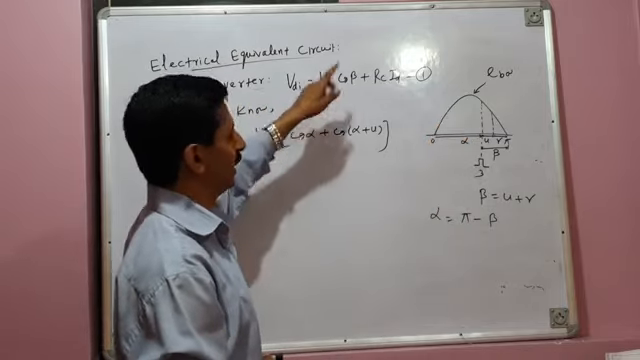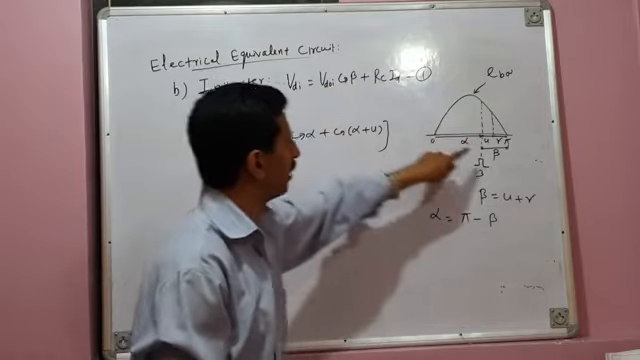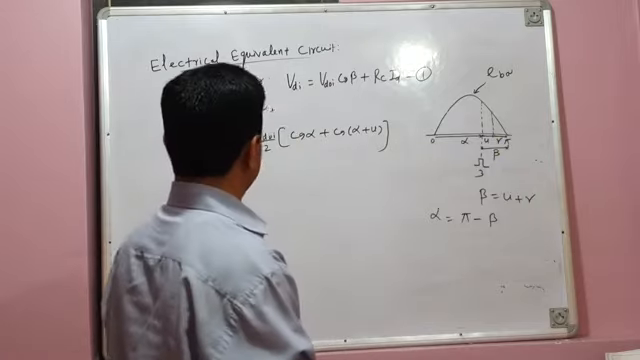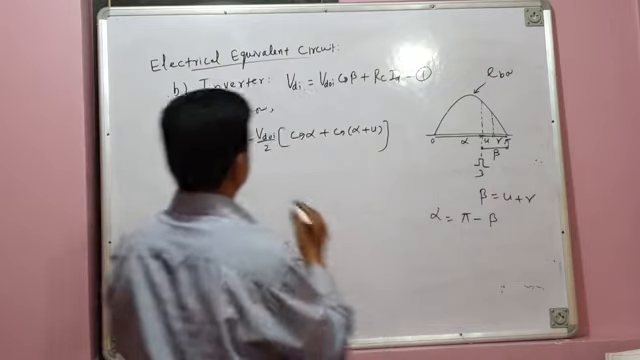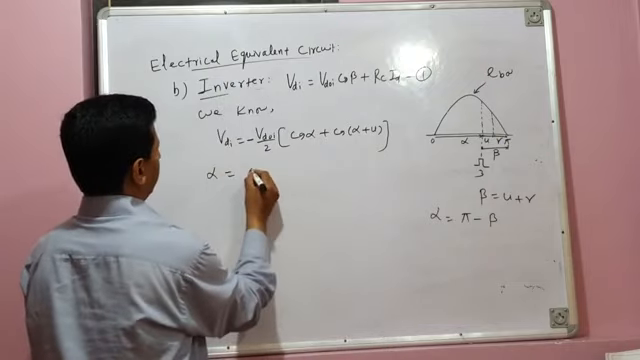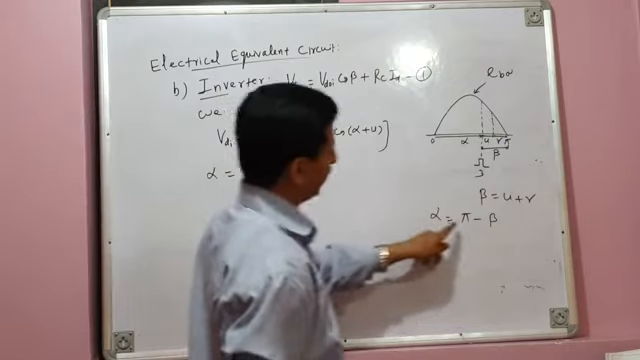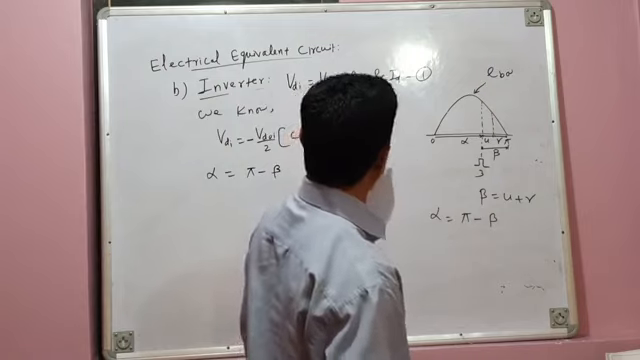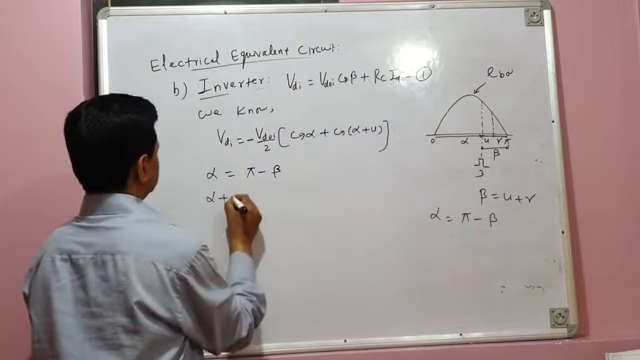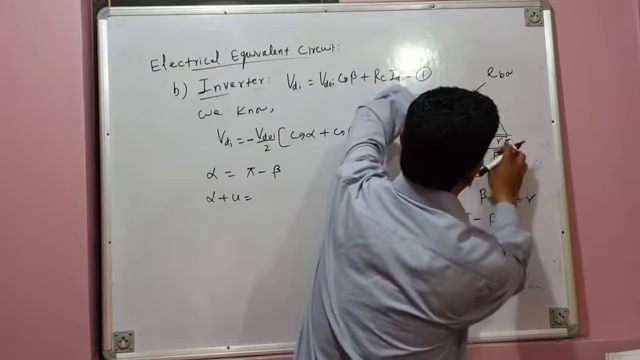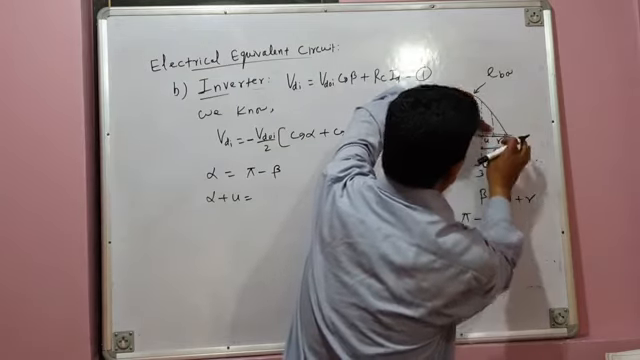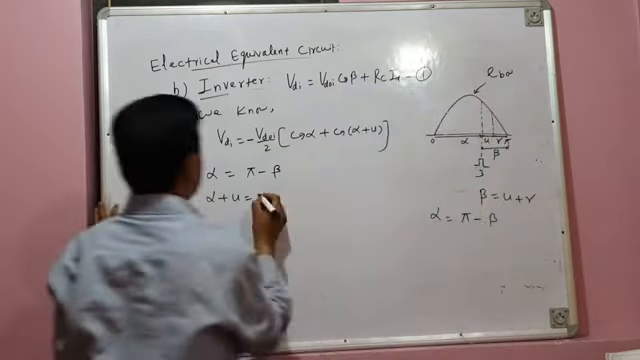Actually, what is my aim? My aim is to replace this beta by gamma. Let us see how we can do that. Now from this figure, what is alpha? Alpha is equal to pi minus beta. I have already written that here. And what is alpha plus U? See, this is your alpha, this is U. Alpha plus U is pi minus gamma. You can see the total is pi minus gamma.